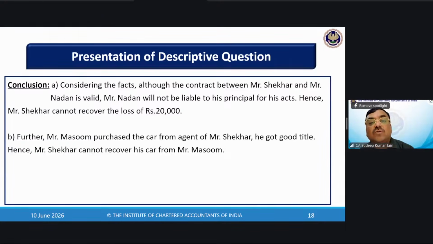Considering the facts, although the contract between Mr. Shekhar and Mr. Nadan is valid, Mr. Nadan will not be liable to his principal for his act. Hence, Mr. Shekhar cannot recover the loss of 20,000. Further, Mr. Masoom purchased the car from the agent of Mr. Shekhar. He got good title. Hence, Mr. Shekhar cannot recover his car from Mr. Masoom.